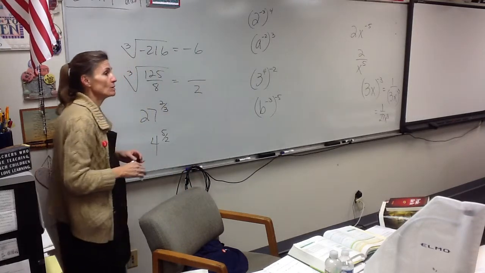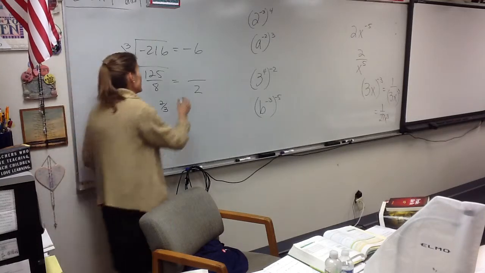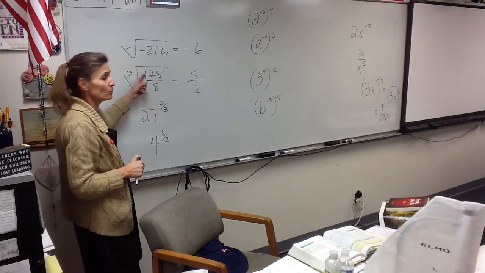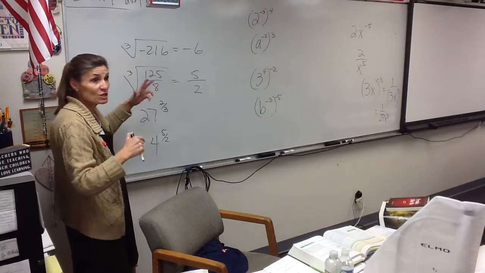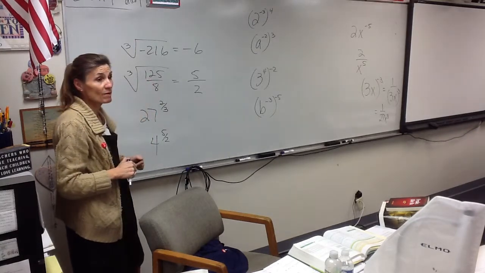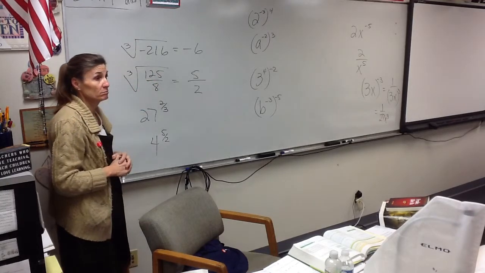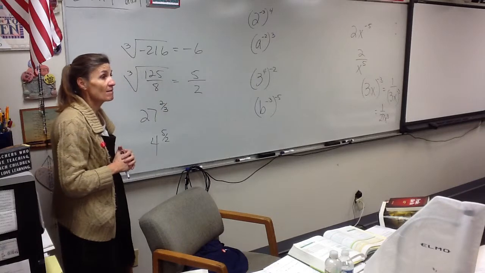Anybody know the cube root of 125? 5. When I take the cube root of a fraction, I just take the cube root of the top and the cube root of the bottom individually. So the cube root of 125 is 5 and the cube root of 8 is 2. The answer is 5/2.